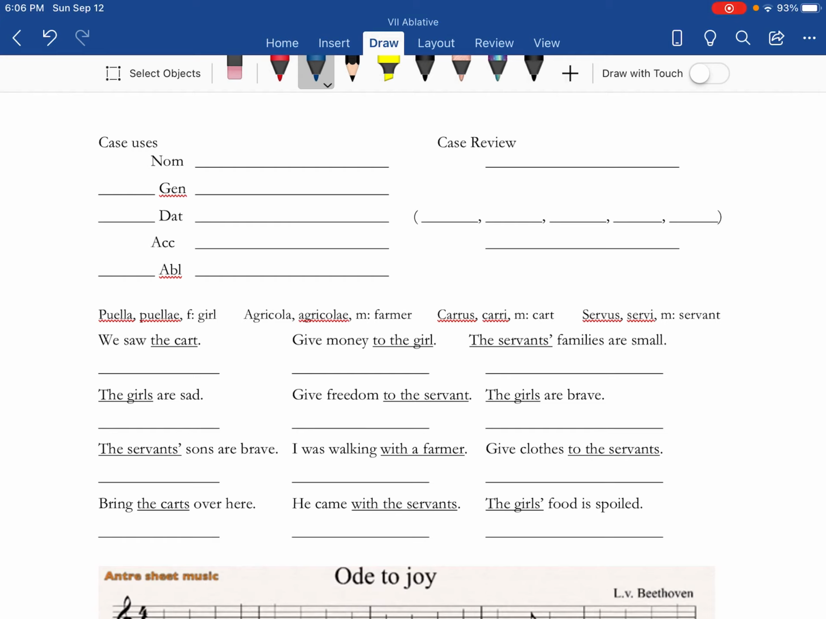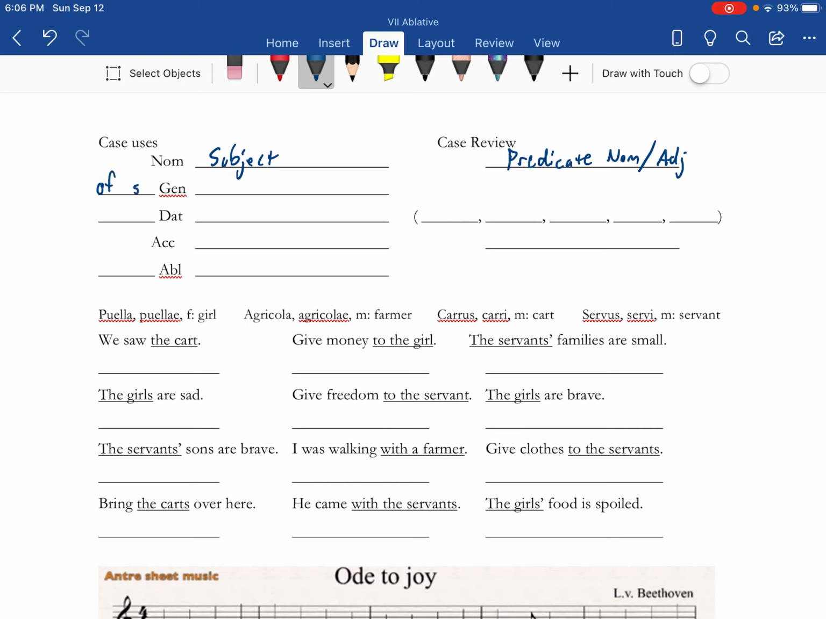First, we're going to go over a review of the case uses so we know what function in the sentence each case gets. We'll put it to some practice, hit you up with a mnemonic for the endings, and then go from there. So, nominative is our subject, does the action. It's also a predicate nominative or adjective. Predicate is just a fancy way of saying comes after the verb.